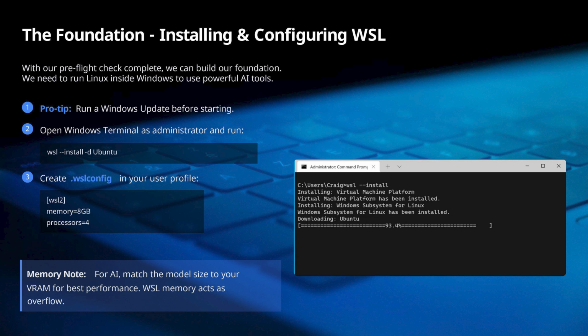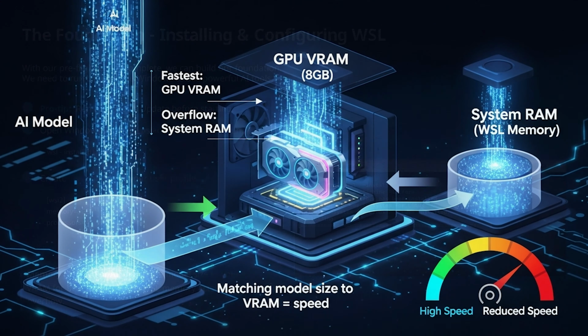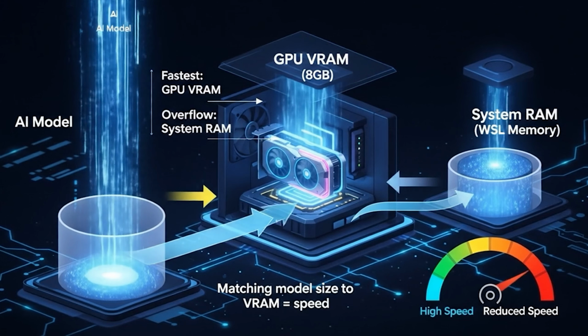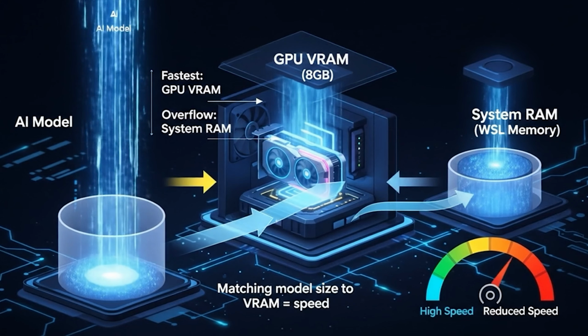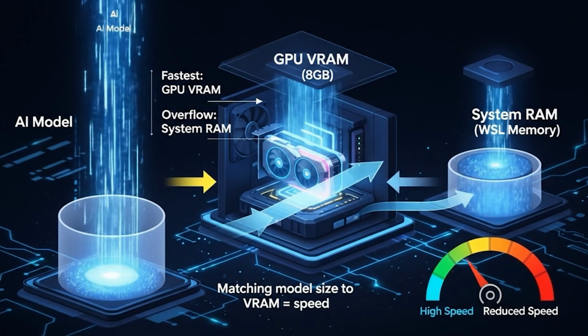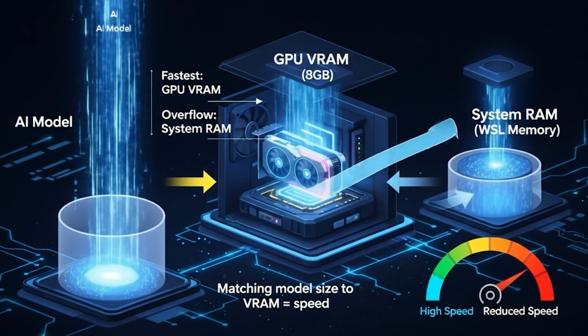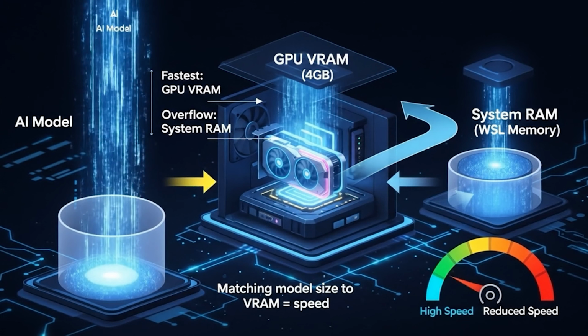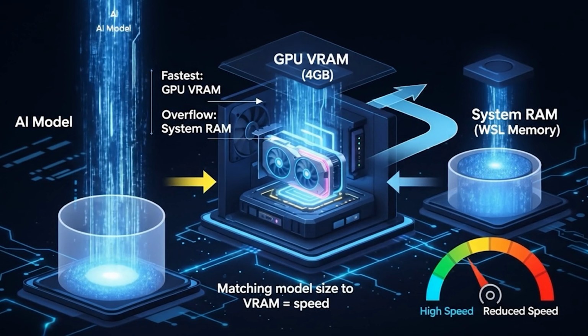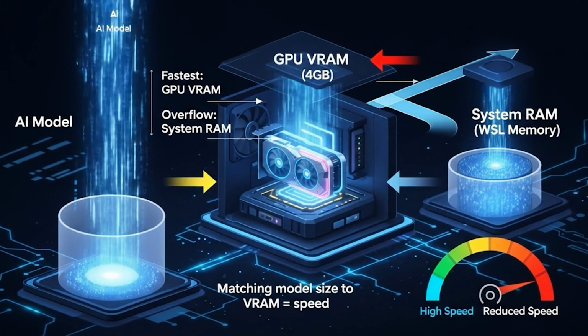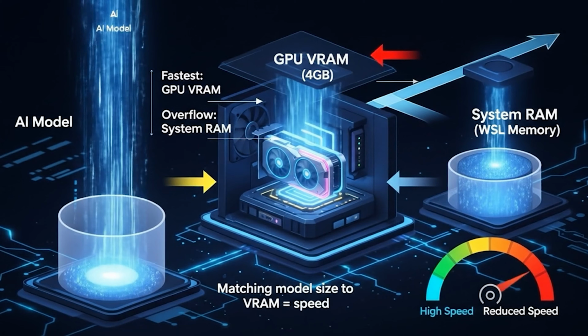Now, a critical note on this memory setting. For AI, the most important memory is your graphics card's VRAM. When you run a model, it first tries to load into that super fast VRAM. The memory setting we just configured in this file acts as the overflow bucket. Therefore, if you have a GPU with 8 GB of VRAM, you should set the WSL memory to at least 8 GB, preferably more. But understand that if a model is too big for your VRAM, it will spill over into this slower system RAM, and performance will be impacted. Matching the model size to your VRAM is the real cheat code for speed.